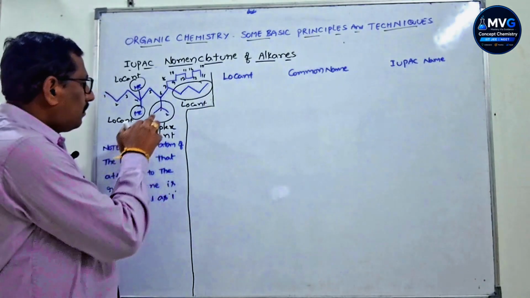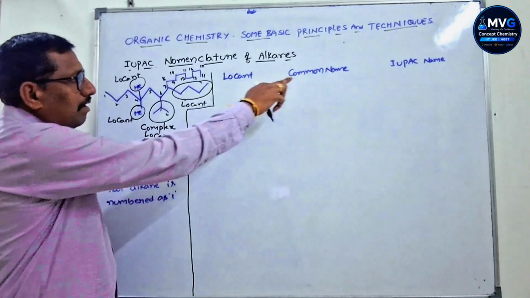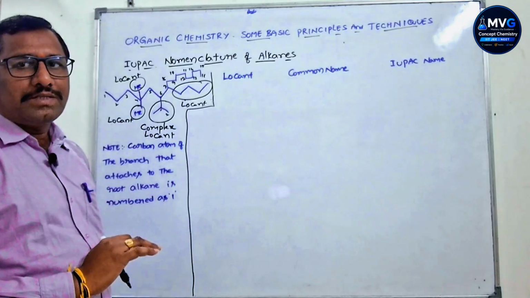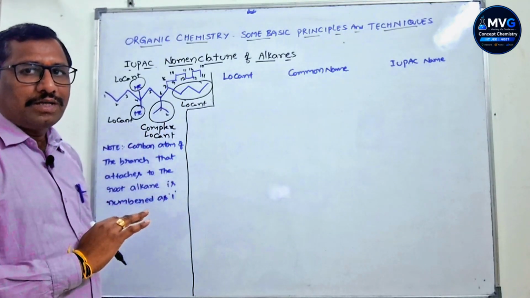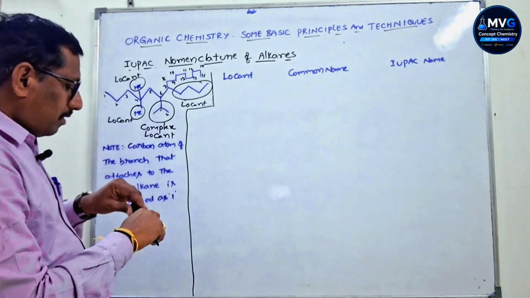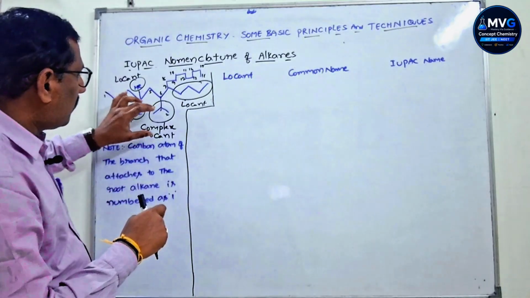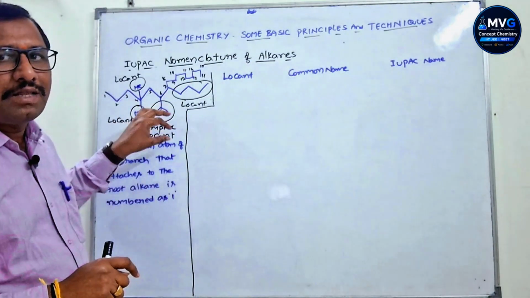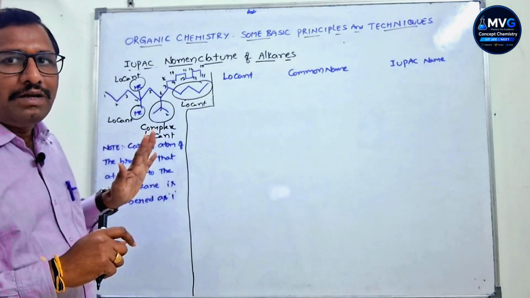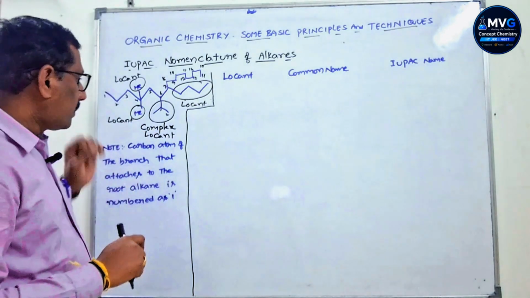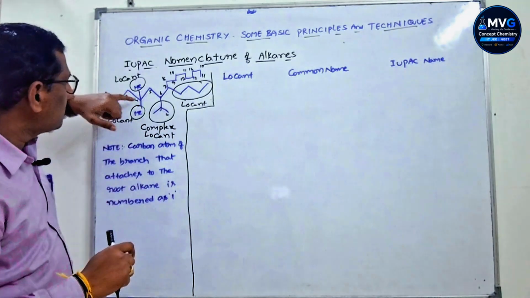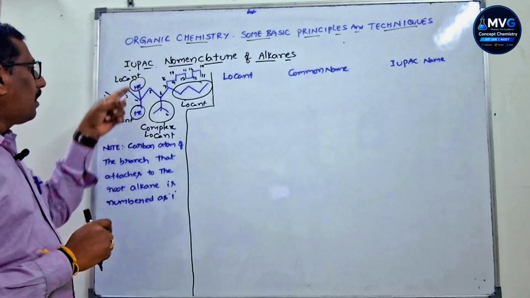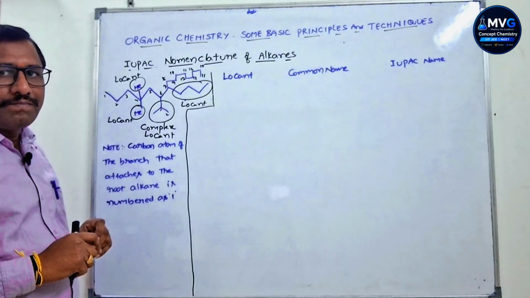Now students, these complex locants are sometimes given in common names, sometimes asked in IUPAC names. Together we will discuss. Here I am explaining clearly what types of complex locants there are and how to give the nomenclature for them. First, this is the parent carbon chain, 1 to 16 I have given. The remaining are all substituent carbons.